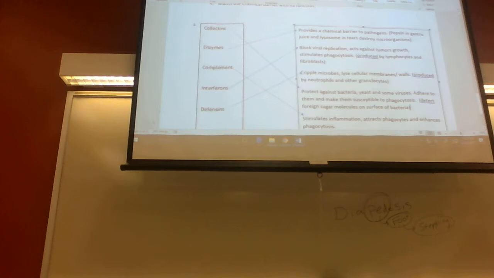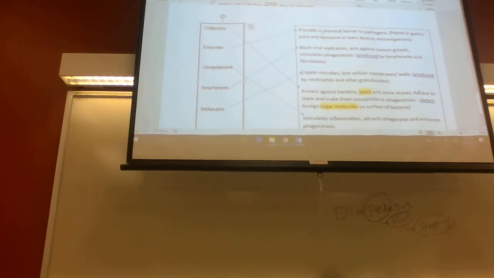And I would remember a key word. I guess sugar molecule is a key word, if that helps. So collectin, sugar molecule. Yeast, that's a good one too. Some people have yeast infections and they may not know it. They may crave a lot of sugar, and it's not because they crave the sugar. It's because the yeast infection has taken control of their digestive tract, which then goes up to your brain. It's like, give me more sugar. So, yeast, sugar molecule, collectin, if that helps.